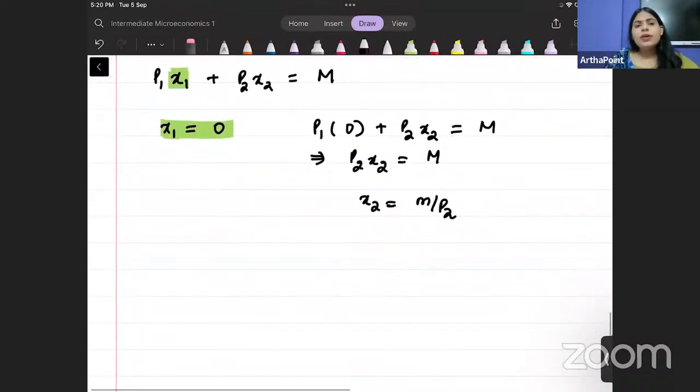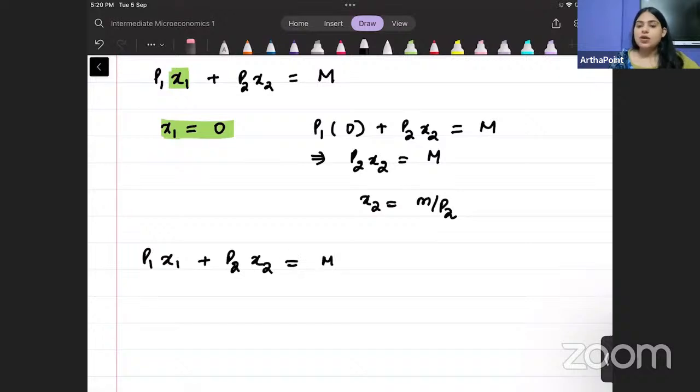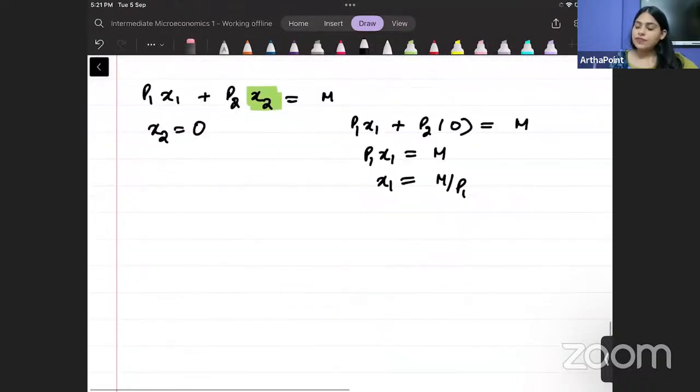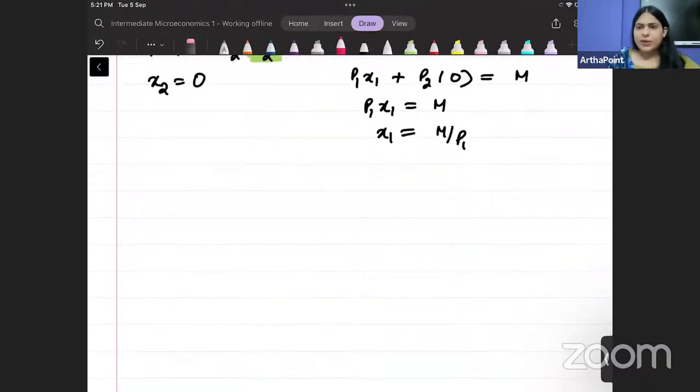Can you tell me what will happen when you put x2 as 0? देखो जरा. P1 x1 plus P2 x2 is equal to M. So beta, when I put x2 as 0, what will I get? I will get P1 x1 plus P2 into 0 is equal to M. P1 x1 is M. X1 will be M by P1. Is this clear?